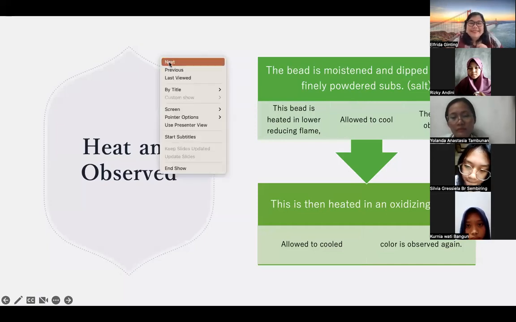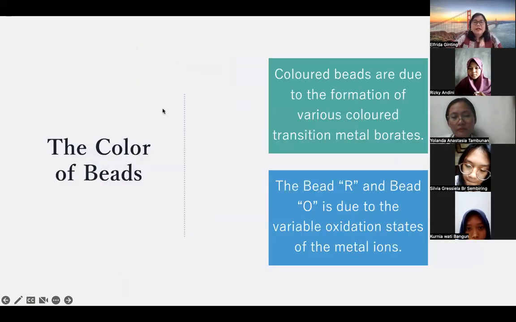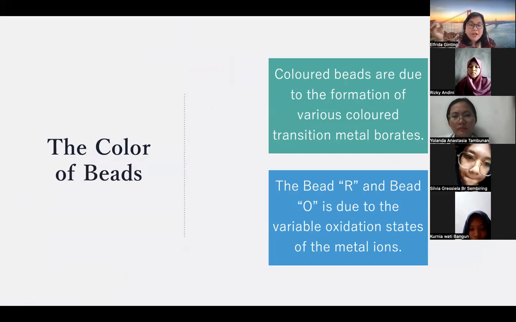Okay. Now, the color of beads. If you have a colored bead, remember, it means you have a transition metal borax. So if you have a salt that contains, for example, nickel borax or copper borax, then you have a colored bead. Remember why we have color for transition metals? Because of what?